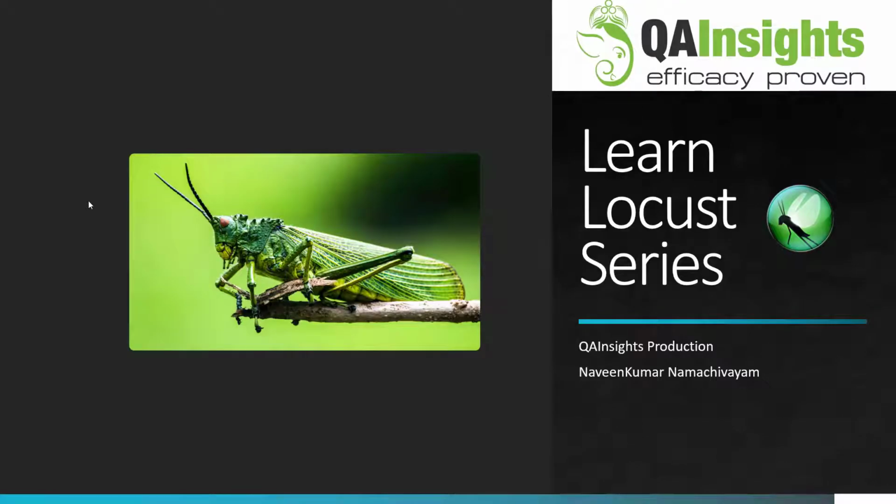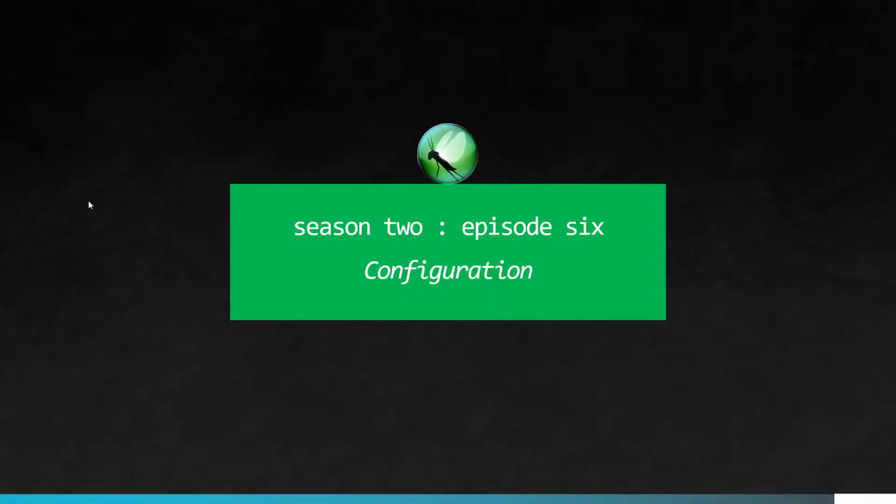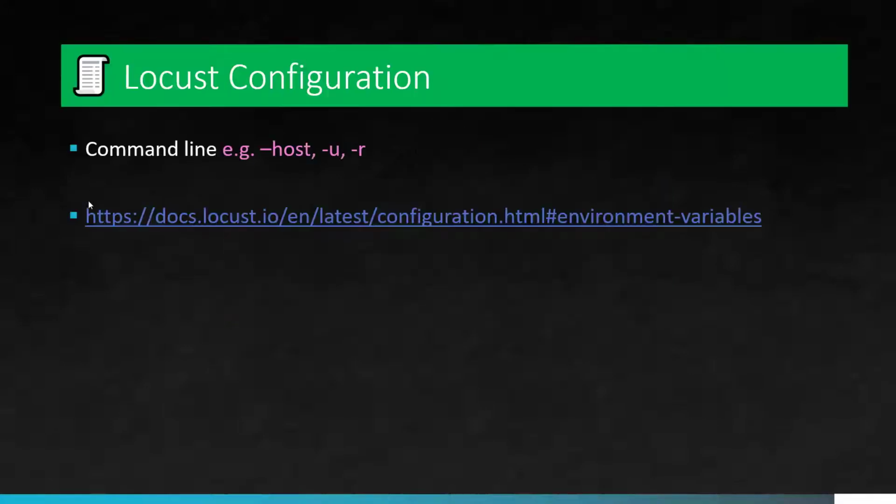Welcome to Learn Locust series. In this season 2 episode 6, we are going to see about locust configuration. There are multiple ways you can configure the locust options. One of the commonly used methods is the command line option. By sending your key value pair in the command line, locust will read those values and then it will act accordingly. You can see all your valid options in this link. I will add this link in the description. You can check it out.